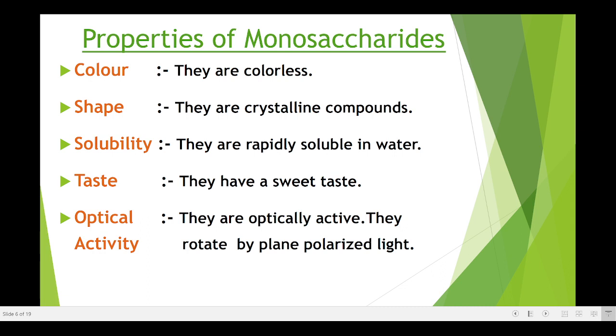If the monosaccharide rotates plane polarized light to the right, this process is called dextrorotation or D form. If the monosaccharide rotates plane polarized light to the left, this process is called levorotation or L form.